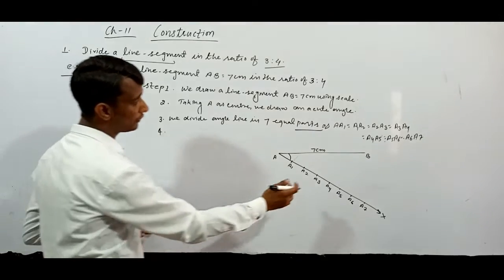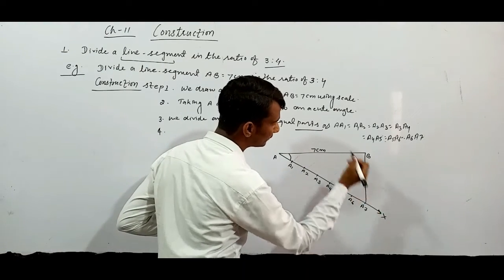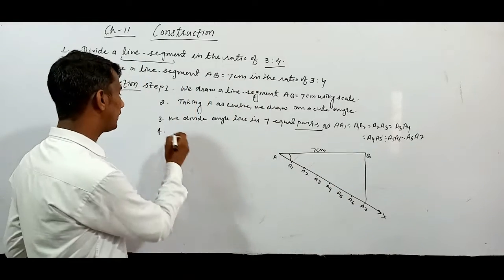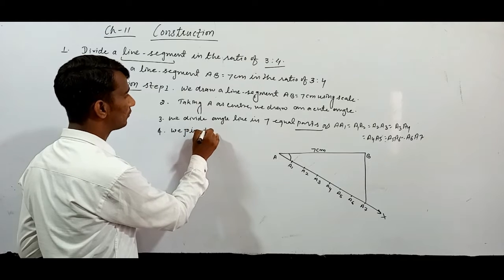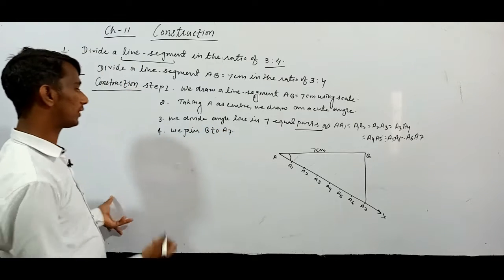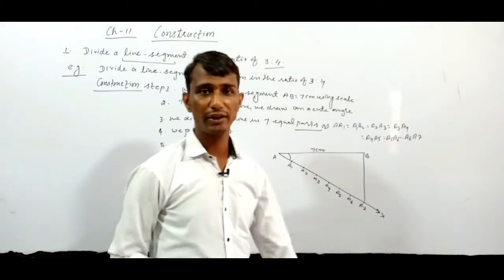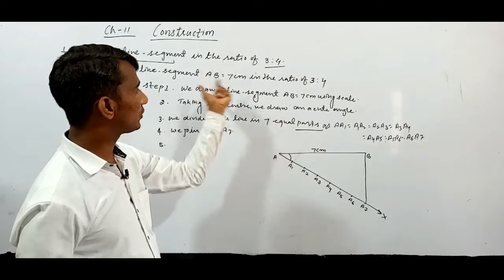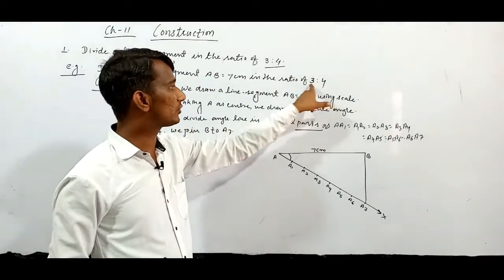In step 4 we have joined B to A7 last, using the scale. Okay, this is step number 4. After that comes step number 5, which is a very important step. Now see the ratio. Dear student, we have divided the line segment in ratio 3:4.